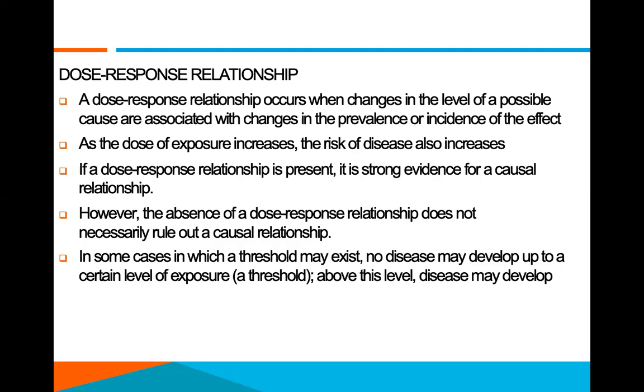If that relationship is established, then we say there's a dose-dependent reaction. And so as we vary the dose, the response also changes. So we say a dose-response relationship occurs when changes in the level of a possible cause are linked with changes in the prevalence or the incidence of the effect.